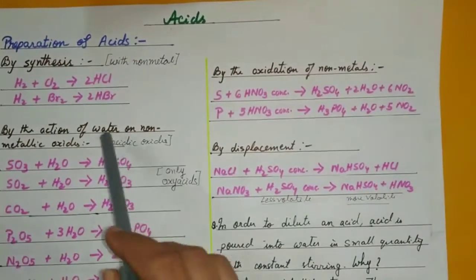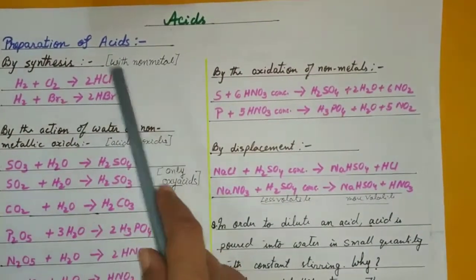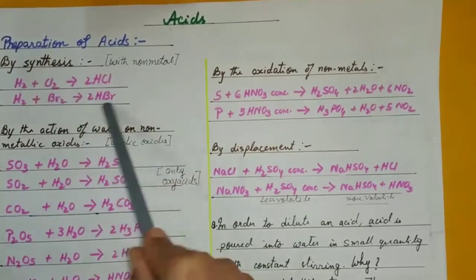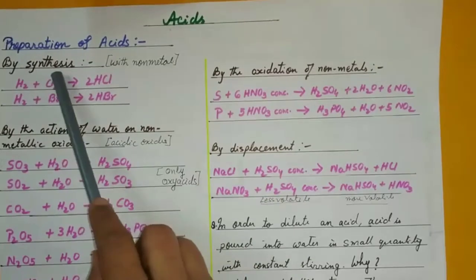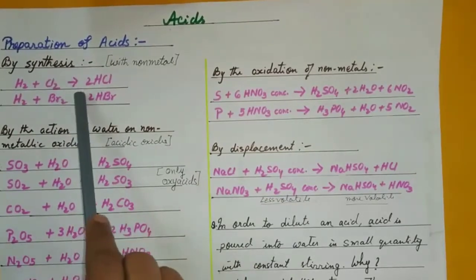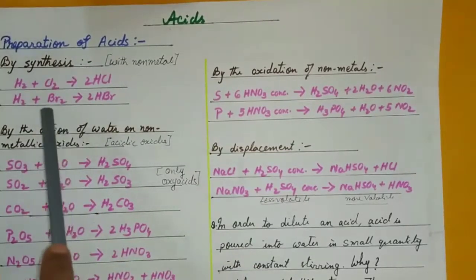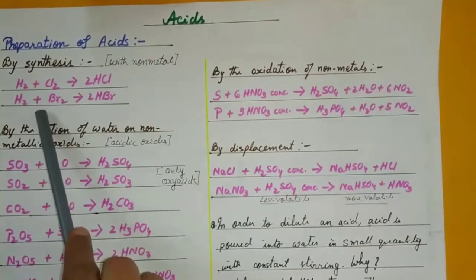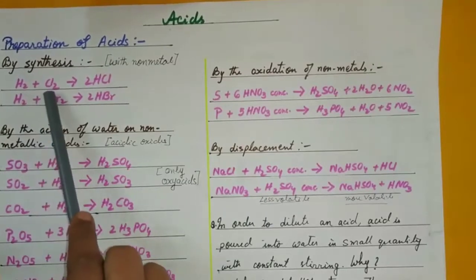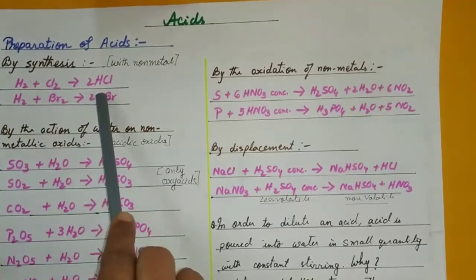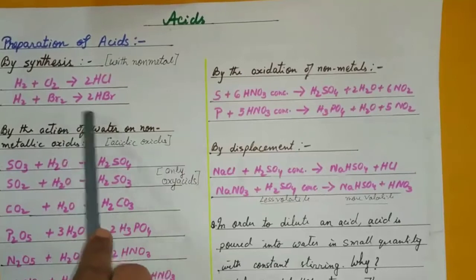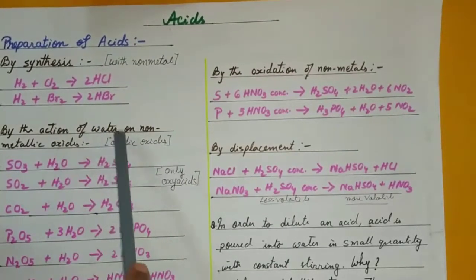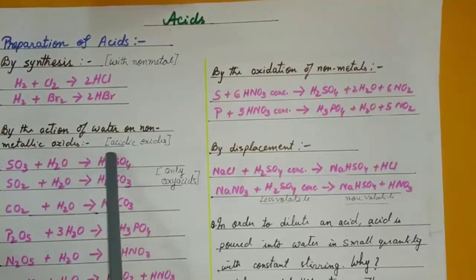Coming to preparation. Acids can be prepared by many methods. First one, method by synthesis. Normally with the non-metals, as we were talking about just now in the hydracids, they will directly combine. Hydrogen and chlorine, two elements will combine to give you HCl. Similarly, hydrogen and bromine giving you HBr. Then by the action of water on non-metallic oxides, that is acidic oxides.